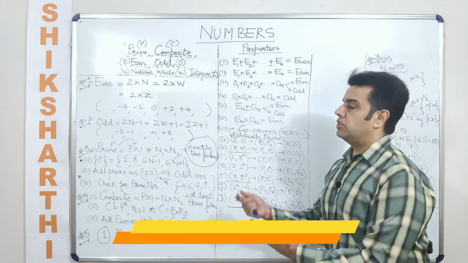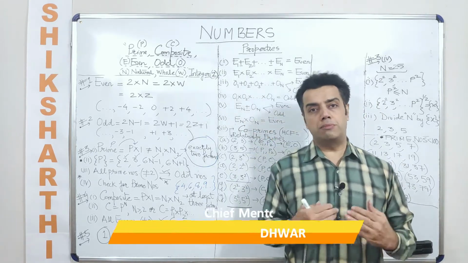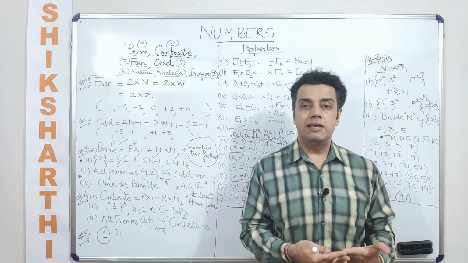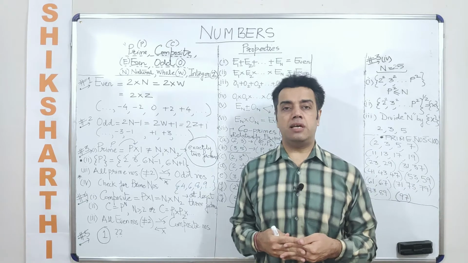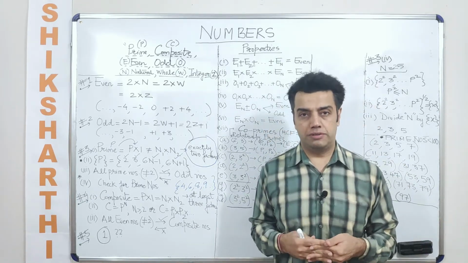As we had discussed in the earlier video, wherein we have already talked about what are prime numbers, what are composite numbers, what are even numbers, odd numbers, natural numbers, whole numbers and integers, we will start off this session discussing how to check whether a given natural number is prime or not.